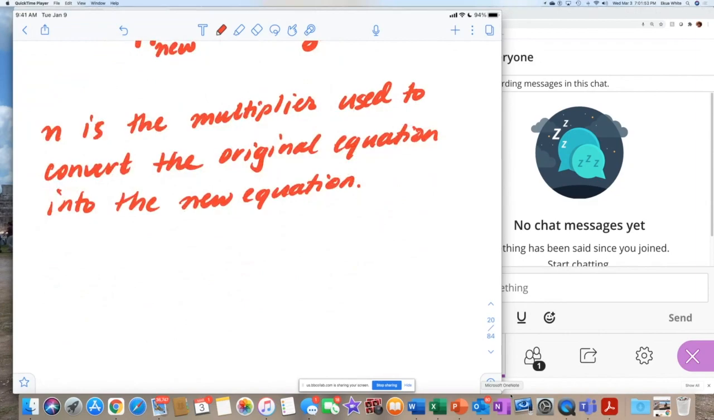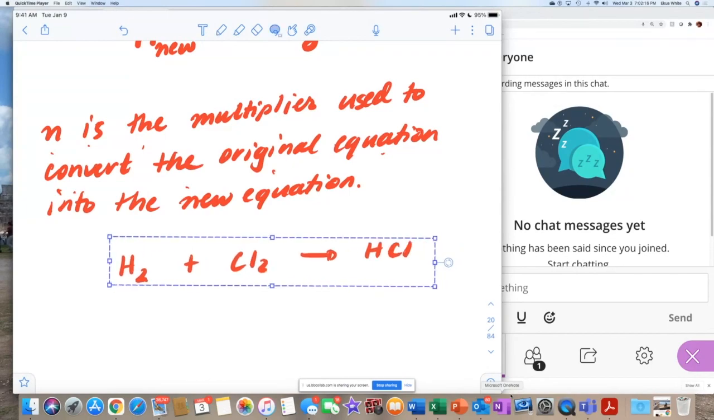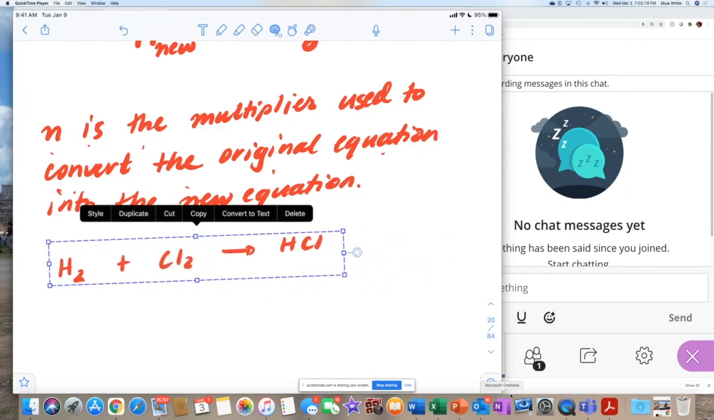Okay, let me give a very, very simple example so it makes sense. N is the multiplier used to convert, of course, the multiplier is a number, right? The original equation into the new equation. So let me give you guys some simple equations. Let's say H2 plus Cl2 equal HCl. I should move this a little bit backward. You know, when I write, I have forever space.